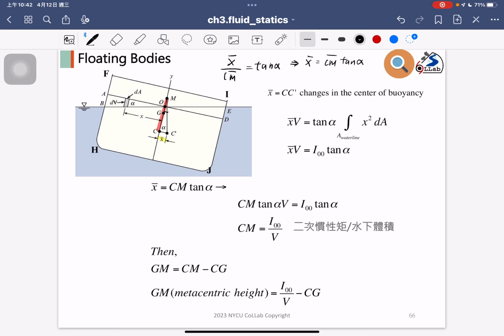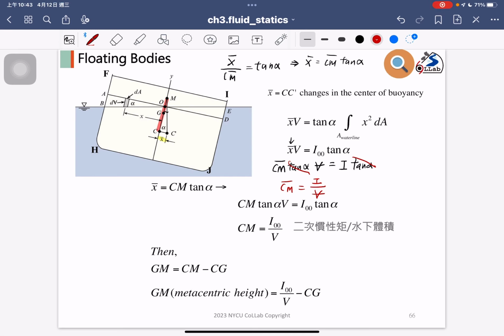Okay? So we put the X bar inside this equation, and we can replace the X bar by Cn multiplied by the tangent alpha multiplied by the total displaced volume. It will equal the second moment and the tangent alpha. So you can cancel out the tangent alpha, so the Cn distance does not correspond to the alpha angles. So finally, we know that the Cn length will equal the second moment divided by the displaced volume.